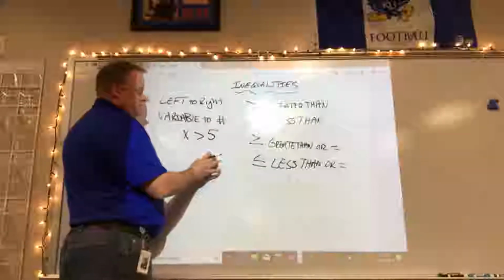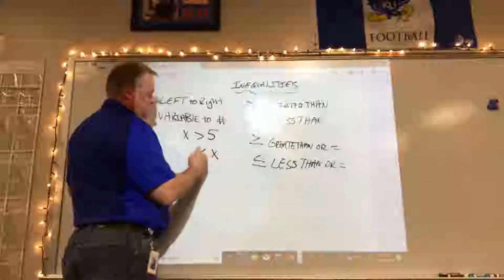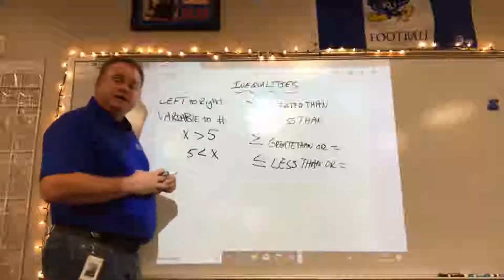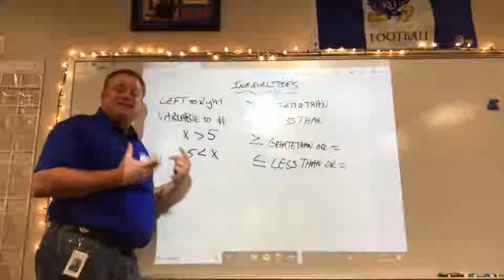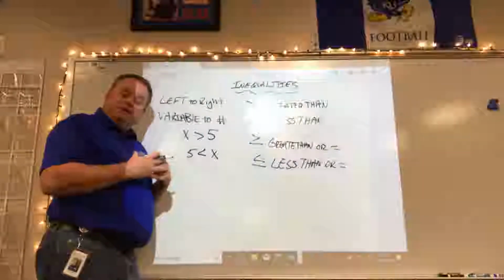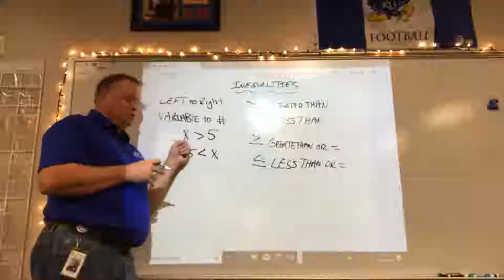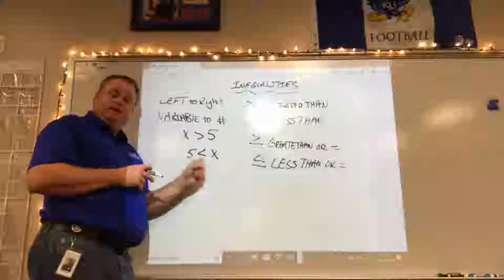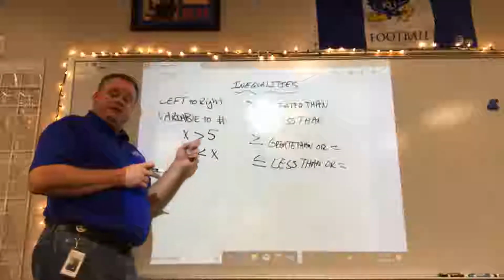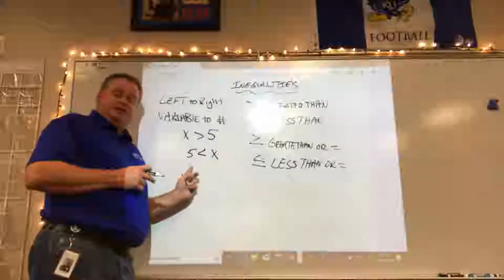We don't want it on this side. Is it correct? Yes. But when we go to graph, it makes it much more difficult. So we always want our variable on the left-hand side, never on the right. This is still x is greater than 5. This is x is greater than 5.